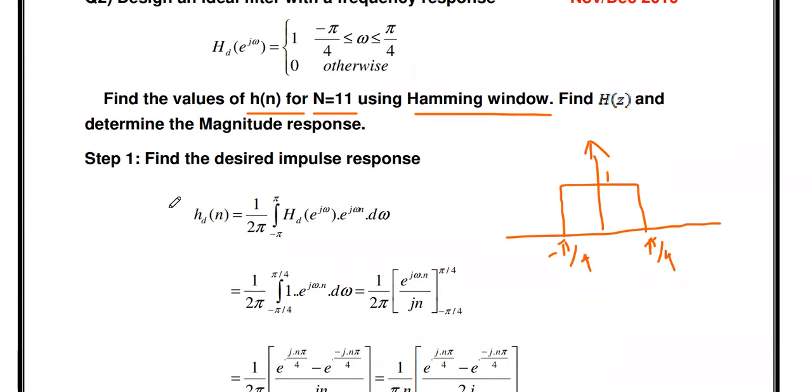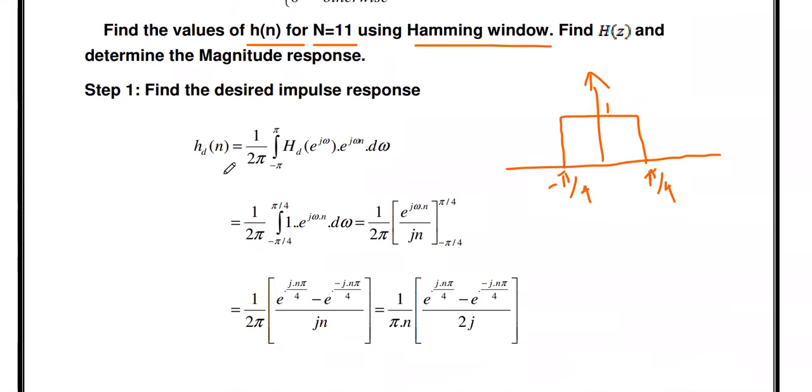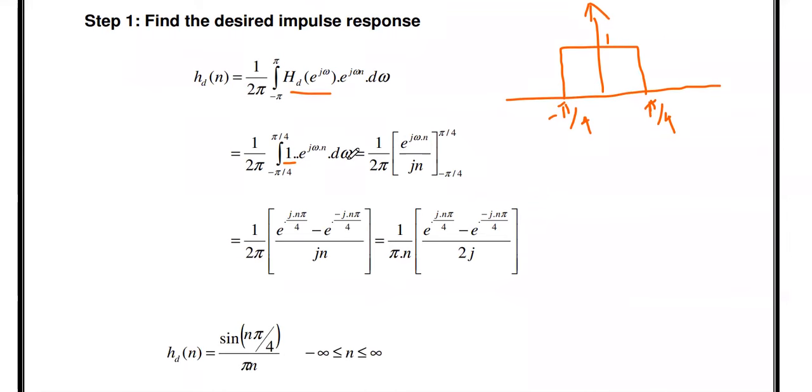So using this, the first step is we have to find the desired impulse response. So what is the formula? The HD of n is calculated by 1 by 2 pi integration over minus pi to pi HD of e power j omega into e power j omega n d omega. Then you just substitute the HD of e power j omega value here. What is HD of e power j omega? It is 1 for the frequency minus pi by 4 to pi by 4. So integration from minus pi by 4 to pi by 4, the HD of e power j omega is 1, into e power j omega n d omega.